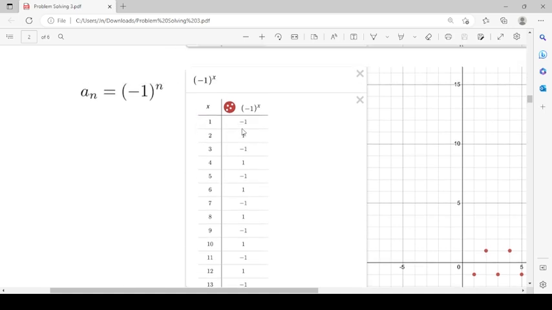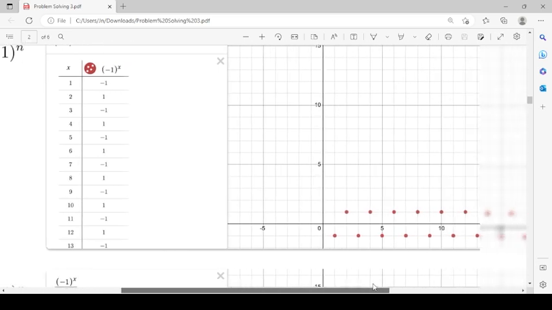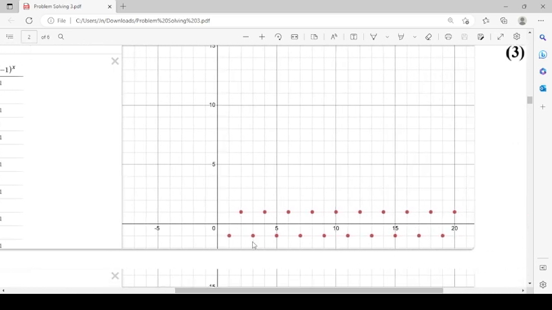And if we add 2, we get 1. If we add 3, we get -1. If we add 4, we get 1. If we add 5, we get -1. And it's just like a pattern: if we add an even number, you get the positive 1, and if you add an odd number, you will get the negative number. And the pattern is just like this, going on and on and so on.